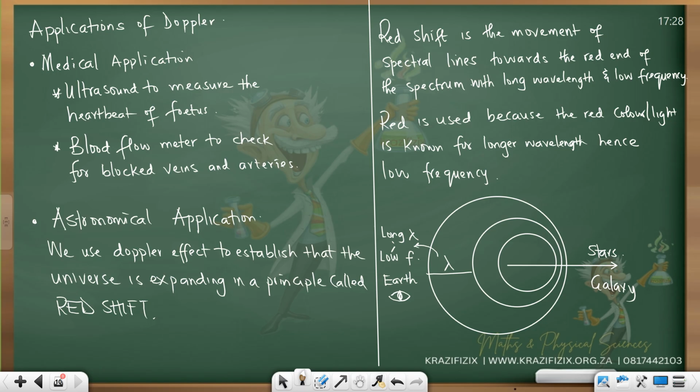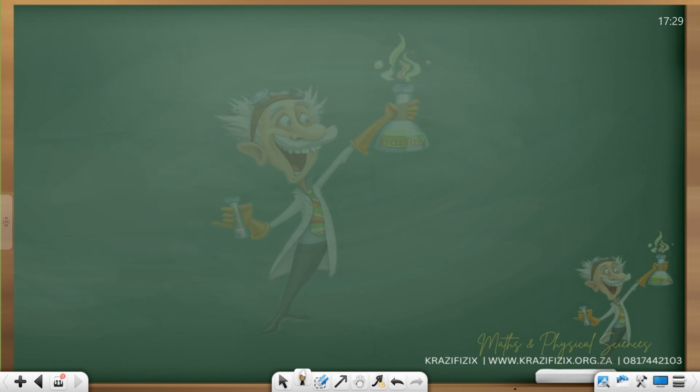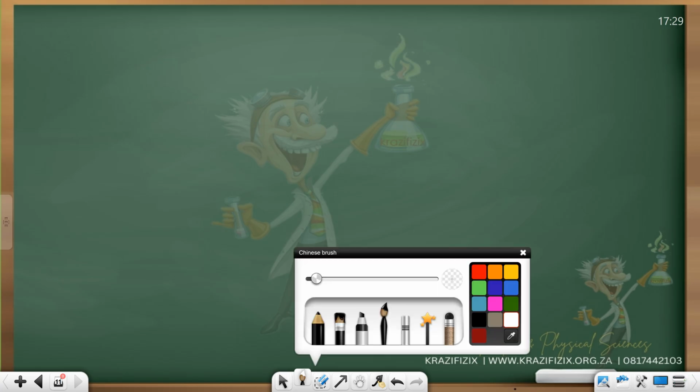Blue means towards. Red means away. So if you see blue shift, it means the object is moving towards, because blue has what? A higher frequency and a low wavelength. So please take note of the red. Are we okay here? I just want to put that red shift and blue shift. Okay, quickly as we finish now.